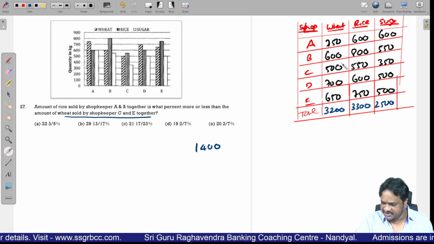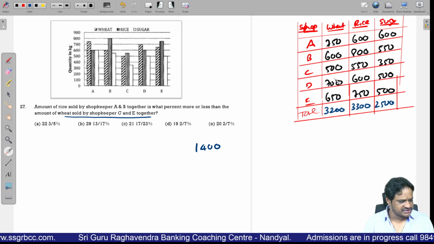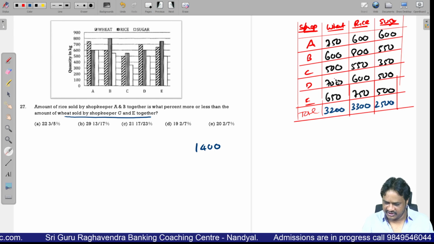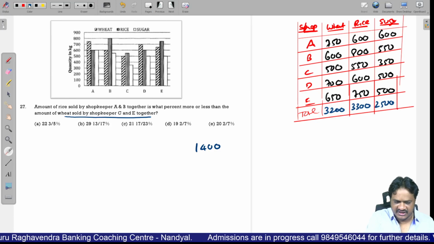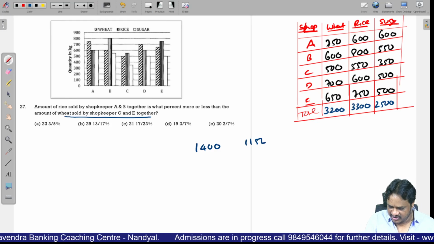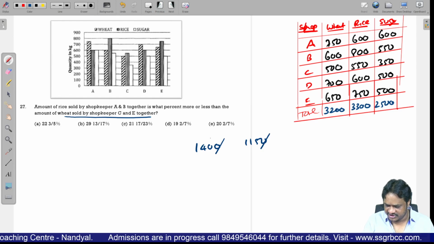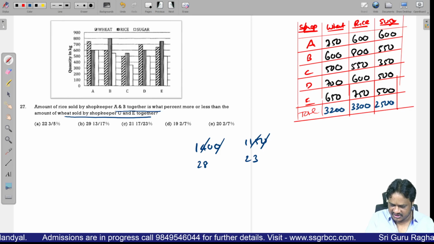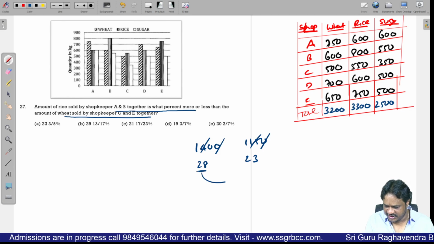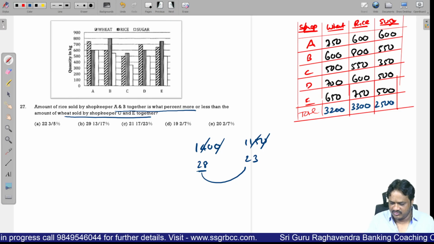This is wheat C and E. 500 plus 650, 1150. Now let us simplify this. Two zeros cancel. 28, 23. Now what is the question? A and B, that is 28 is more than 23 or less than 23? It is definitely more. How much more?